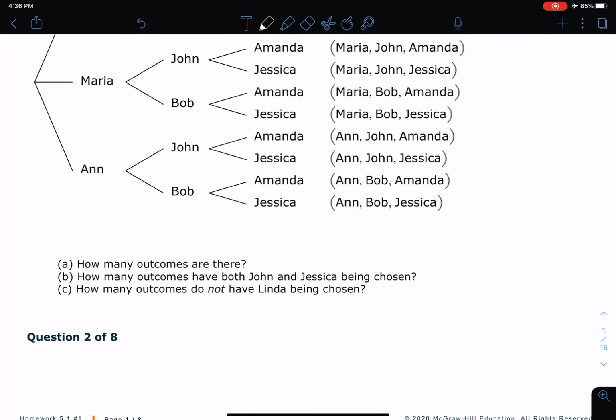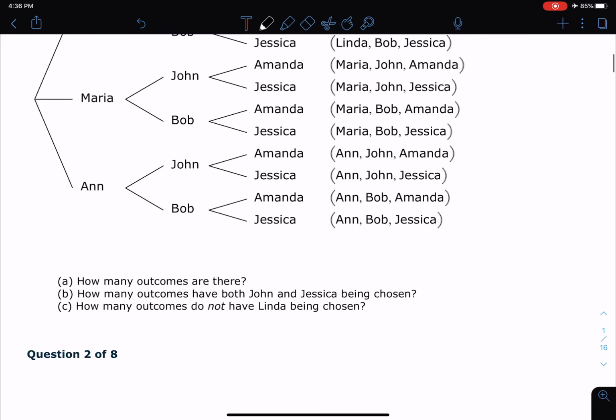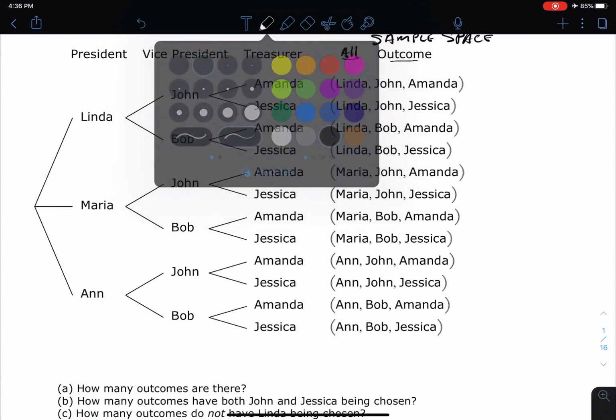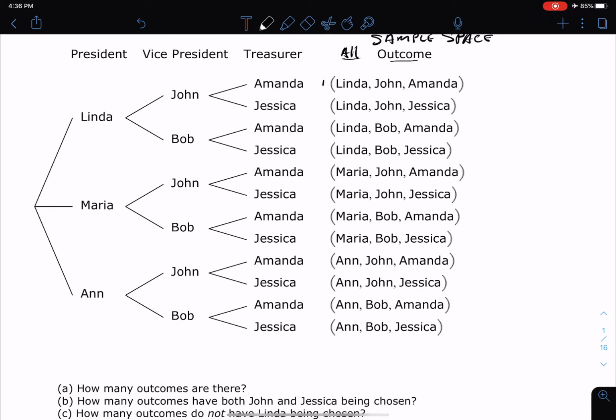A, how many outcomes are there? Well, with the tree diagram, all you have to do is just count them up, right? Let's count them up. How many outcomes? Well, we've got 1, 2, 3, 4, 5, 6, 7, 8, 9, 10, 11, 12. Okay, we have a total of 12 outcomes.